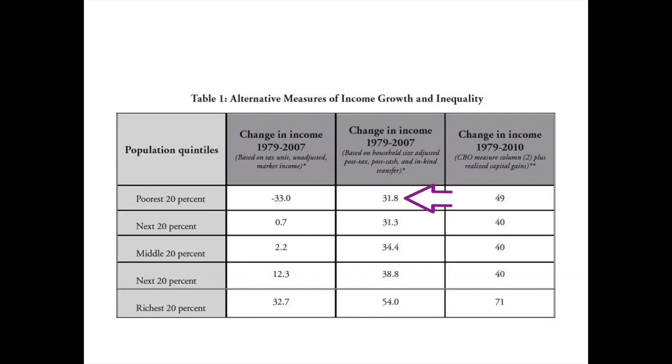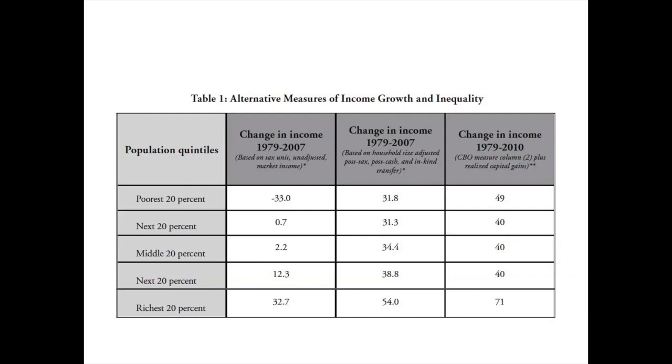Poorest, they improved by 31.8%. The richest still more, 54%. So inequality is increasing, but it's a very different take than if you think the bottom fifth is doing worse. No, the bottom fifth is doing better. And then you also look at another one with realized capital gains, and the poorest are getting 49%. Again, the richest, 71%. So by any of those measures, inequality is increasing, but everyone is doing better except in that first one. Now, don't forget income mobility.